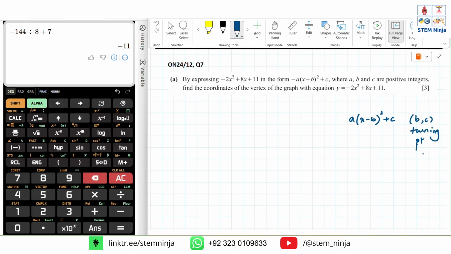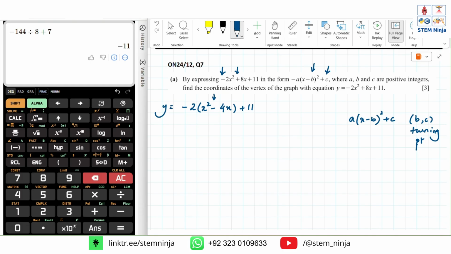We have already seen this in O levels also: find the turning point or the vertex of the graph. So basically, to find the vertex of the graph, we need to find b and c. That means we need to re-express this in completed square form. We start by the same thing, taking the minus 2 out this time. So minus 2 times x squared minus 4x plus 11. Notice the signs over here. We have to compensate with an extra minus sign to make it into plus 8x.